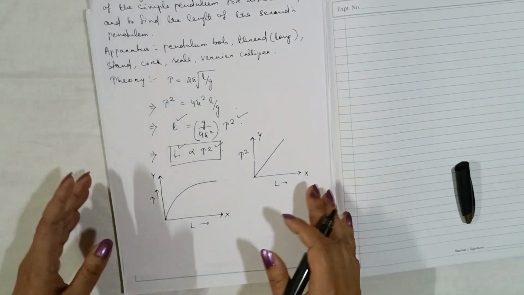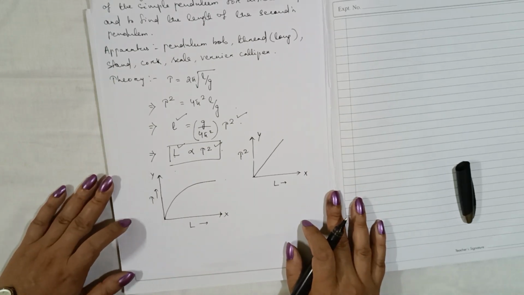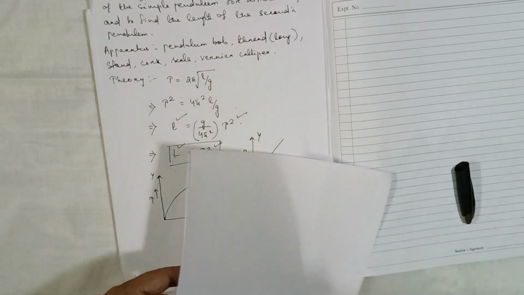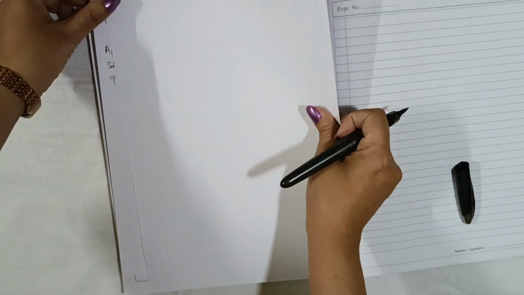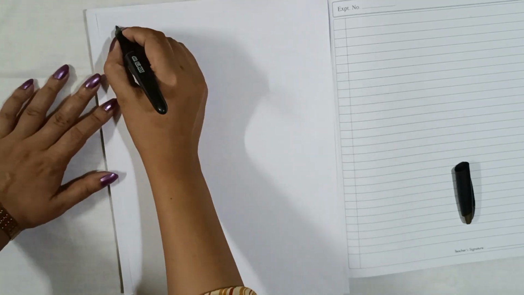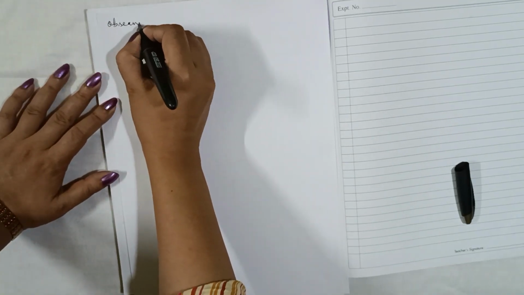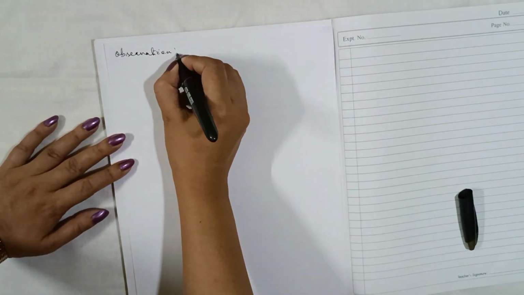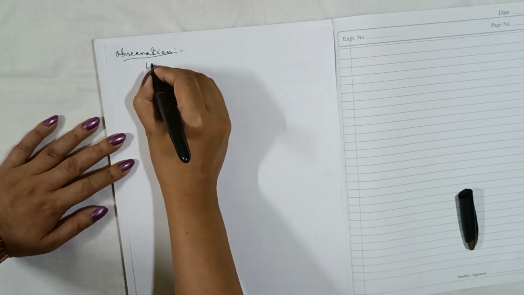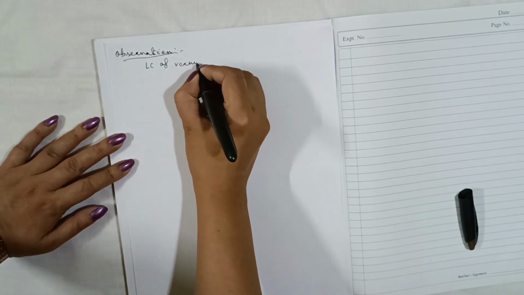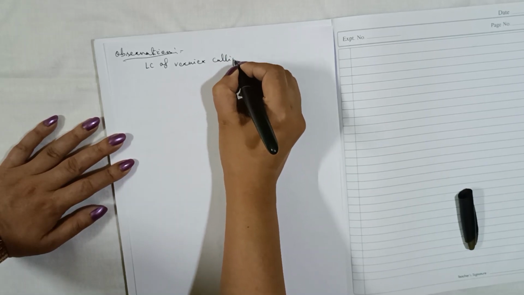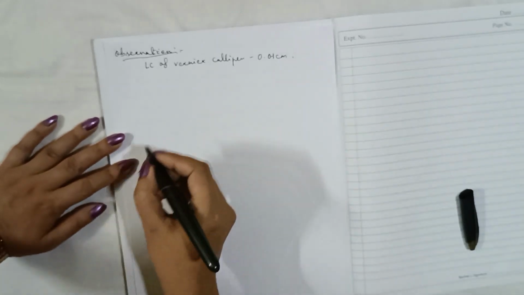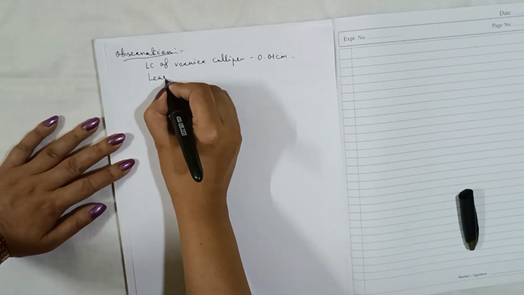After this, of course, you are going to write the procedures, which I am going to tell, but I am not going to write. Then after that, we go for observations. As you know, in observations, especially we go for least count calculations. So here we need the least count of the vernier caliper, that is nothing but 0.01 centimeter.